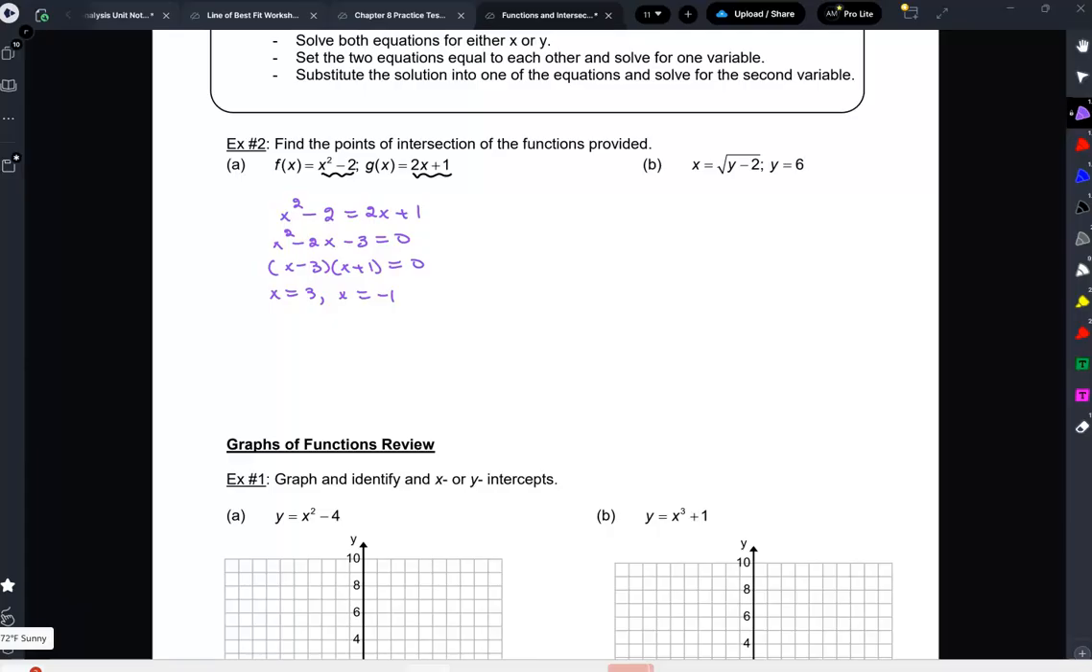Now I need the y values. So at x equals 3, y is what? To find y, does it matter which one I plug it into? No, because they have the same y value. So let's just plug it into the linear function. 2 times 3 plus 1, 7. So 1 point is (3, 7). And then at x equals -1, y equals 2 times -1 plus 1, -1. So (-1, -1).